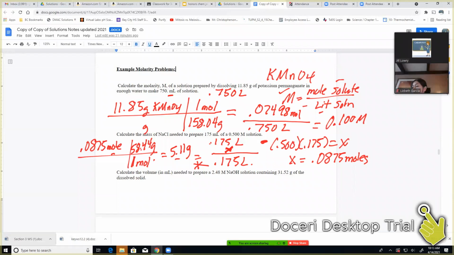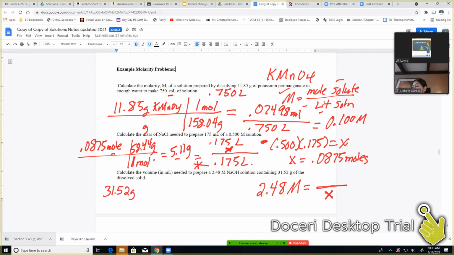Calculate the volume in mL needed to prepare a 2.48 molar sodium hydroxide solution containing 31.85 grams of the dissolved solid. So our dissolved solid is our sodium hydroxide. So I already have the molarity. Calculate the volume, so that means that's the unknown. So now my X is on my denominator. At the top, I need moles of sodium hydroxide, but of course I don't have it. I have grams, so we're going to have to use a molar mass again. So you're using a lot of molar mass in this.